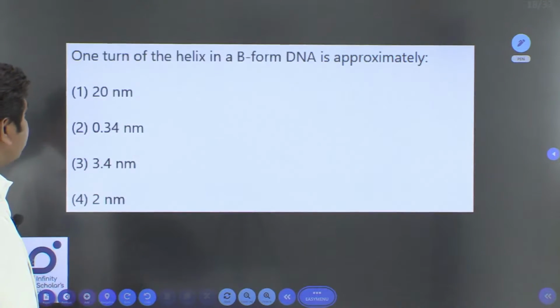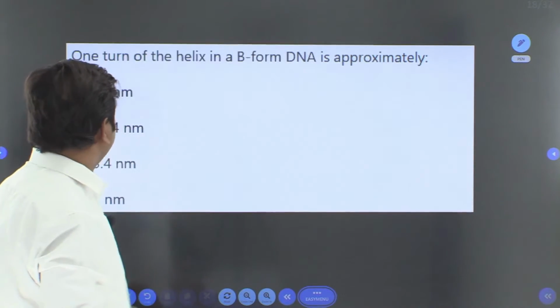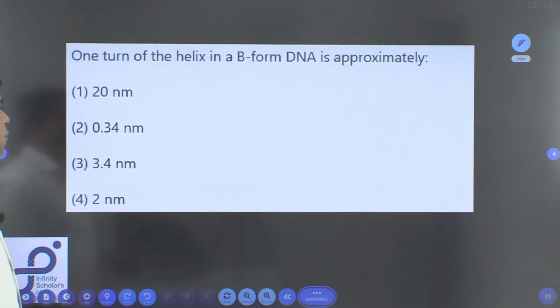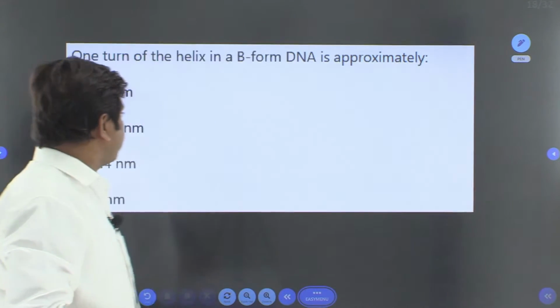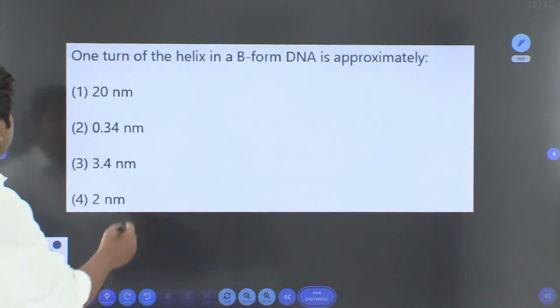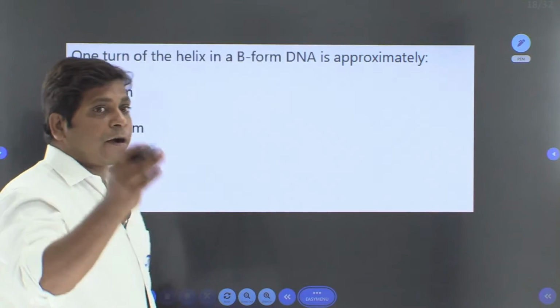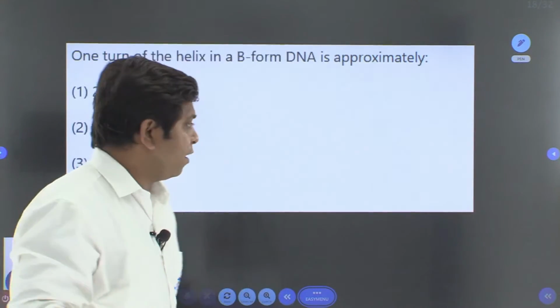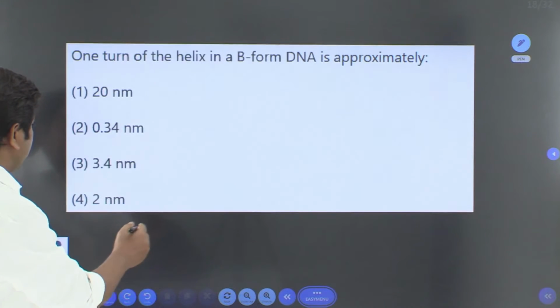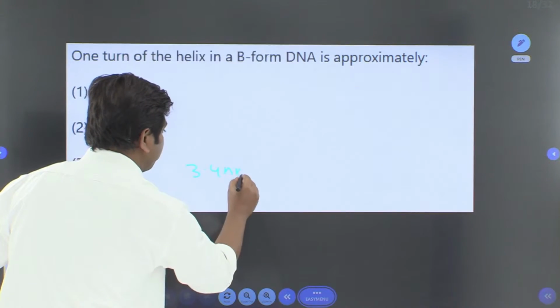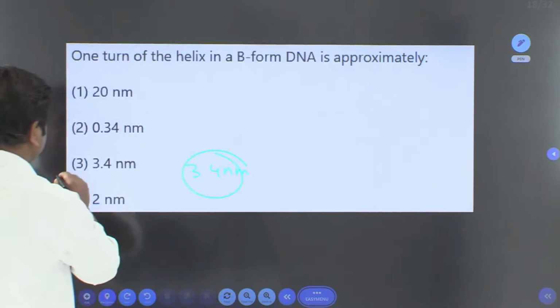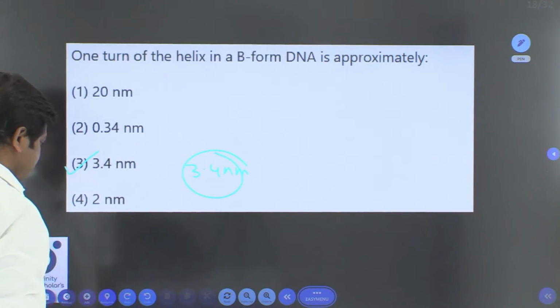So, let us now discuss some of the questions related to this. 1 turn of the helix in a B form of DNA is approximately how much? We are talking about the complete turn, which is the pitch, and the pitch is how much? We have already discussed 3.4 nanometer or 34 angstrom. So, the answer therefore is going to be this one.